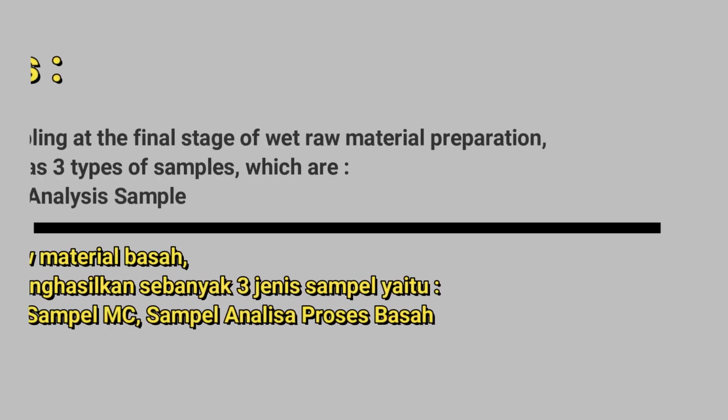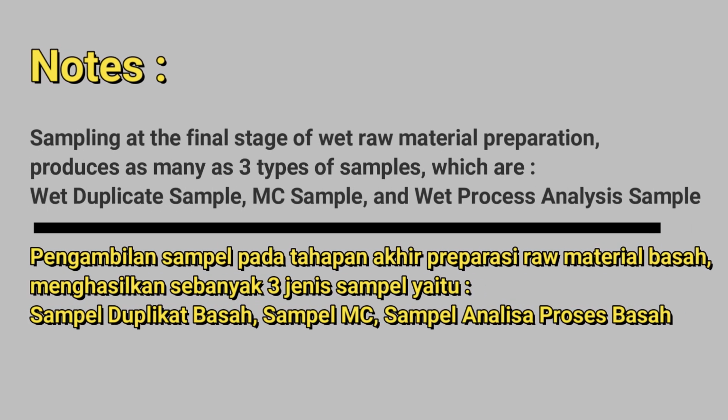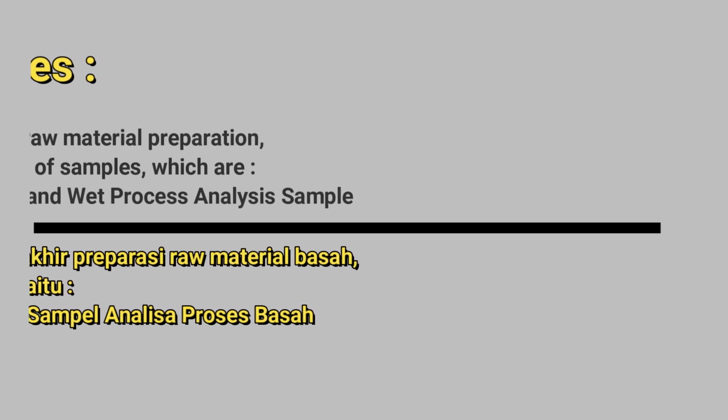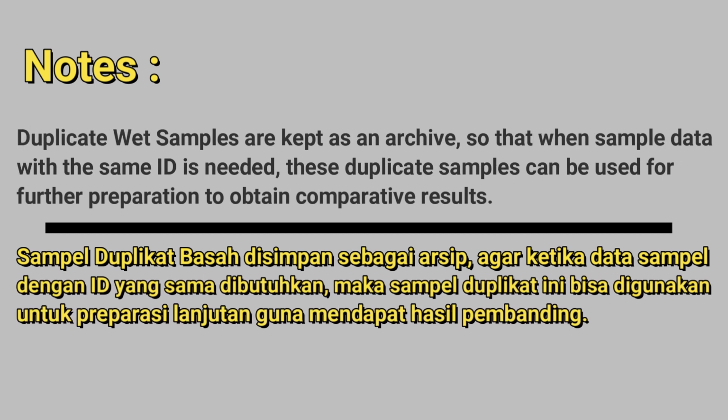Sampling at the final stage of wet raw material preparation produces as many as 3 types of samples, which are wet duplicate sample, MC sample, and wet process analysis sample. Duplicate wet samples are kept as an archive, so that when sample data with the same ID is needed, these duplicate samples can be used for further preparation to obtain comparative results.